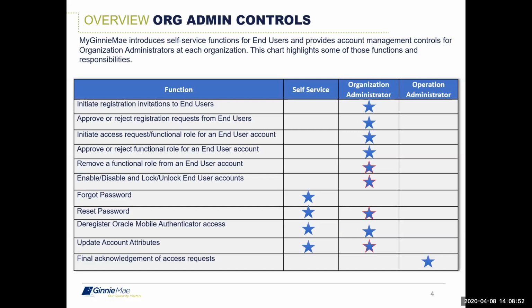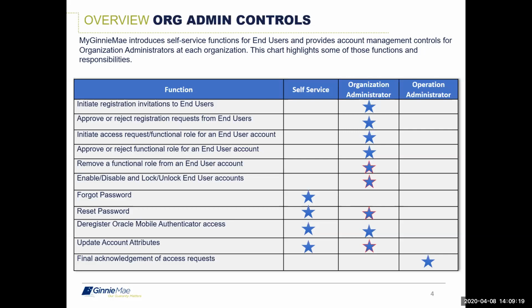It's possible that the user has done something on their own, like not maintain current account status, and their account has been locked by the system. We'll show you how to unlock those accounts or how to enable those accounts if they have not logged in within a 90-day period. We're going to talk to you about how to help them with resetting a password. We're also going to talk to you about how to help them update some account attributes.